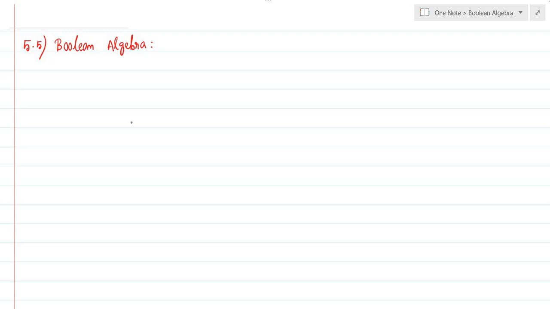Hello everyone. Today we are going to discuss the topic Boolean algebra in Unit 5. First, let me discuss the definition of Boolean algebra. The definition of Boolean algebra is: a complemented distributive lattice is called a Boolean algebra.